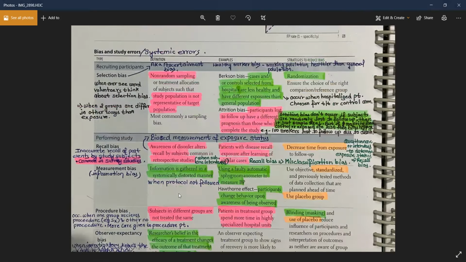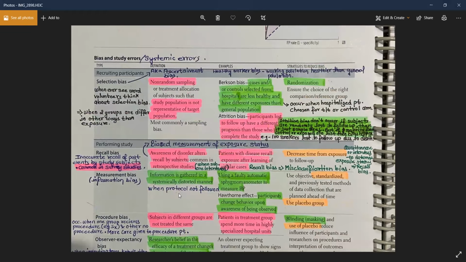So selection bias depends upon our initial selection of the subjects, right? Yeah, exactly. It is always dependent upon the initial selection of the subjects.